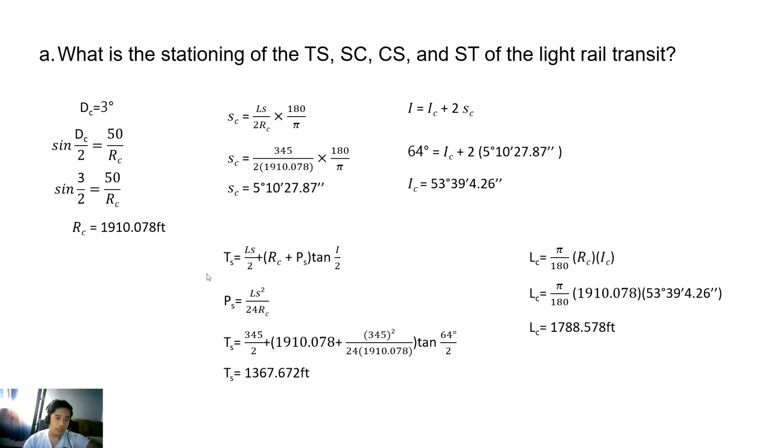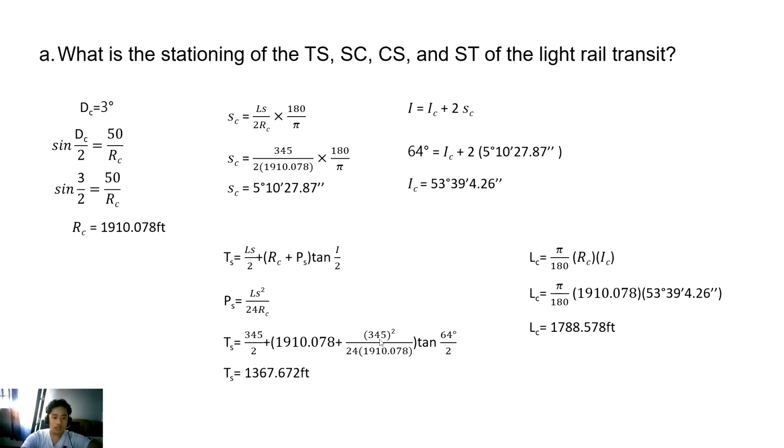So, next, after natin makuha yung IC, we're going to get naman yung TS. So, for the formula of TS, ganun pa rin, LS over 2 plus RC plus PS times tangent I over 2. Then, ang formula ng PS ay LS squared over 24RC. So, isa-substitute lang natin siya dito sa formula na to. Once na-substitute na natin yung LS, which is 345, RC, which is 1,910.078, and yung PS.